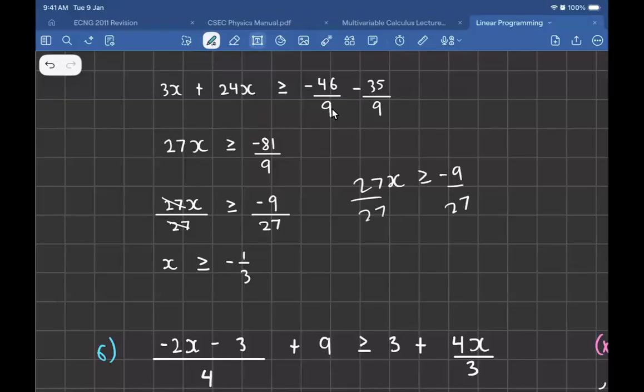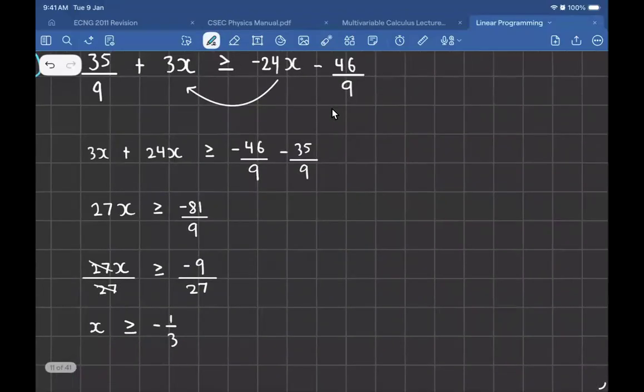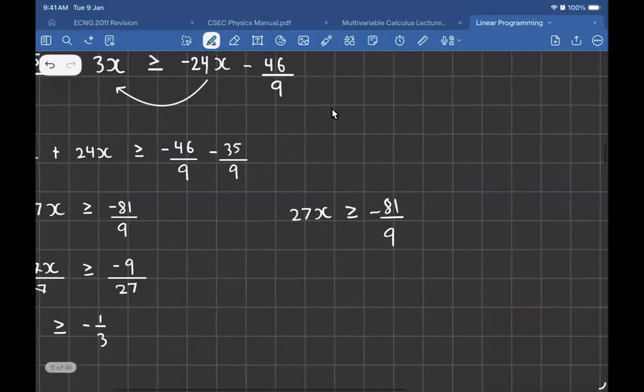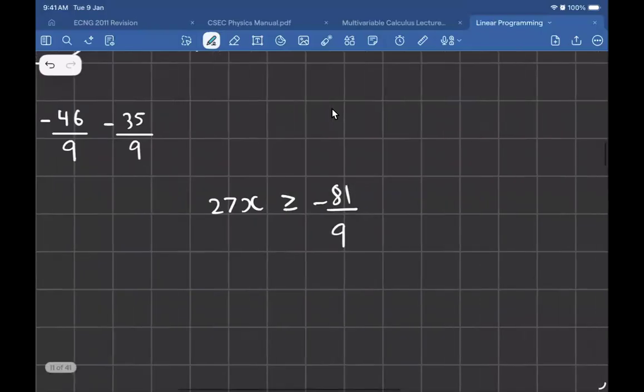Yes, that was my fault. But that's okay. Let's use your method, right? Because you're supposed to get the correct answer. Say at some point you ended up with 27x equal to minus 81 over 9. And then you divided both sides by 27. All right. So you divide by 27.